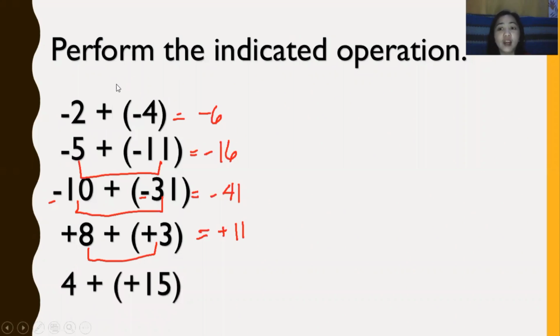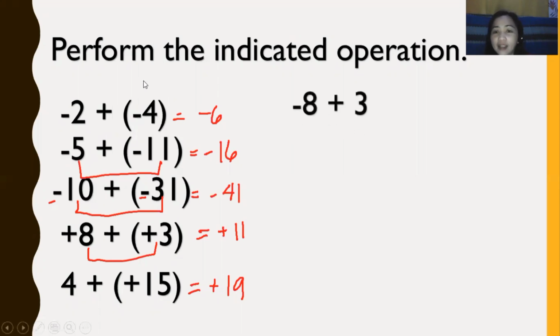Now we have here 4 plus positive 15. They are like sign. Therefore, the answer is positive 19. So adding like sign, add the numbers, then copy their common sign.